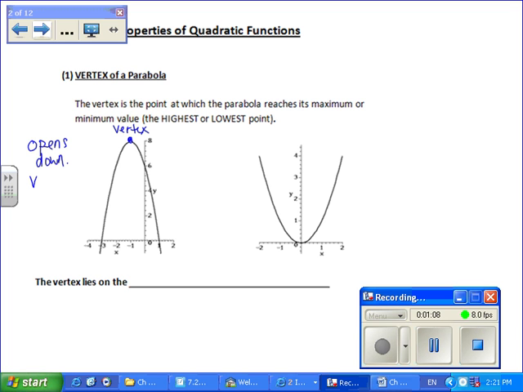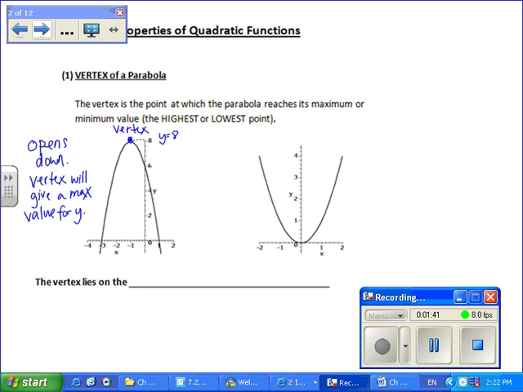So the vertex will give a maximum value for y. That's the highest point, the point with the highest y coordinate on my parabola, and it'll end up being here. I can see that the y value of that point is 8, so the y coordinate is y equals 8 for this parabola.